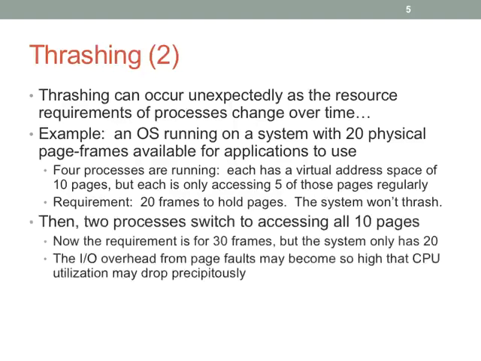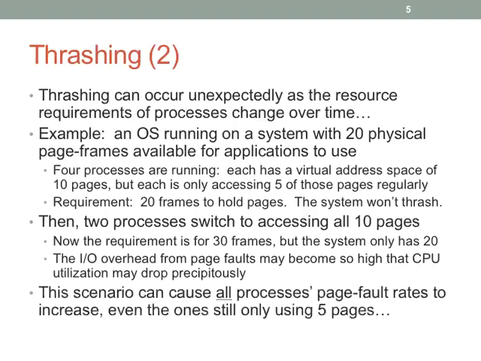But if we had two processes start accessing all 10 of their pages, then their working set suddenly has grown from 5 pages to 10 pages. Now I need 30 frames to keep everybody happy. But the system only has 20. So now the I/O overhead skyrockets, and the CPU utilization will not be able to be maintained at 100% because the I/O is going to limit that.